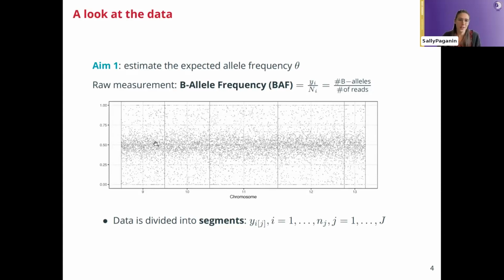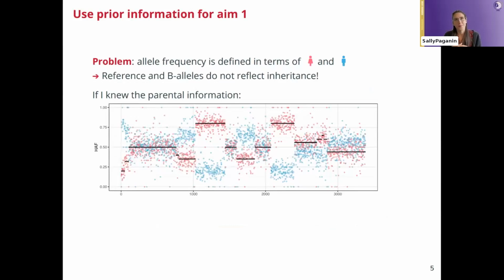You will need to believe me on this, but it doesn't work because we have a problem with the labeling, in the sense that my final target parameter, the allele frequency, is defined in terms of inheritance, in terms of alleles that come from mom and alleles that come from dad. And the labeling that I have been using from the sequencing data, reference and B alleles, does not reflect these processes. So we're going to have biased estimates most of the time.